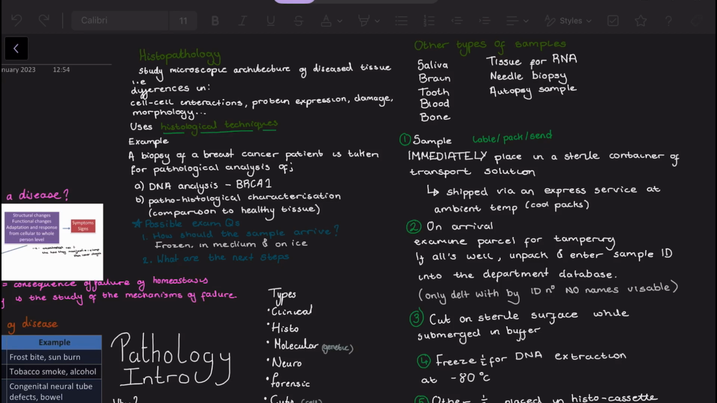So what is histopathology or histology? This is the study of the microscopic architecture of diseased tissue. We study this to find and define differences in the features of the tissue, so the integrity, cell-to-cell interactions, protein expression, if there's been cell invasion or damage, and the cell morphology. And we look at this by using a variety of histological techniques.